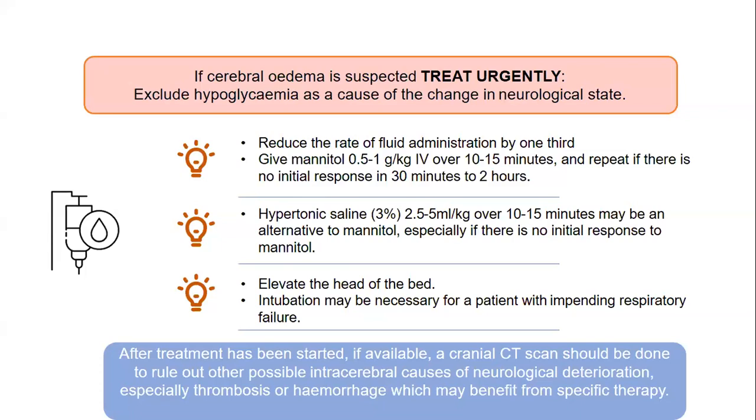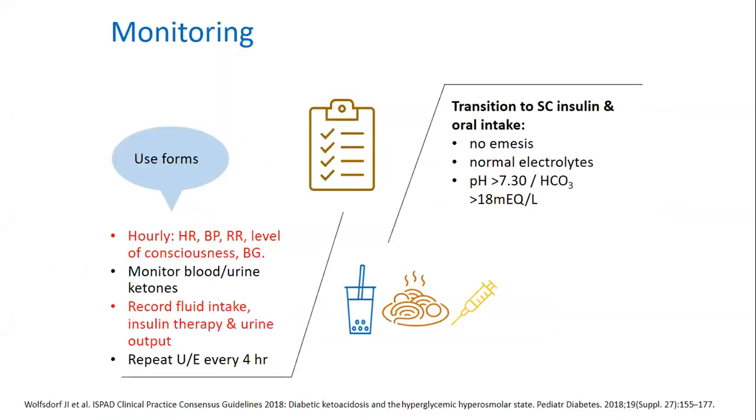For such patients, intubation may be necessary, especially those with impending respiratory failure. And always remember, for patients who have altered consciousness, it is always good to do a brain CT scan, because they may actually be having intracerebral causes of neurological deterioration, especially thrombosis or hemorrhage. Remember, the hyperglycemic state predisposes them to thrombosis. So CT scan, very important.